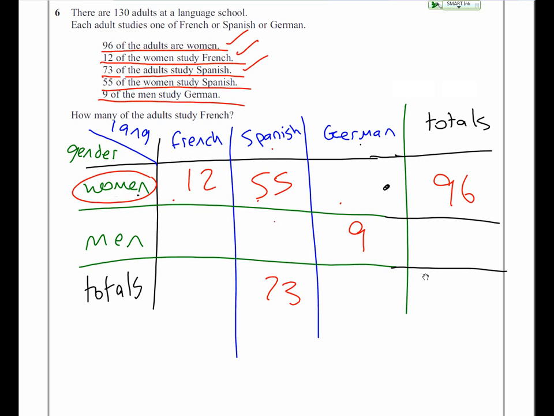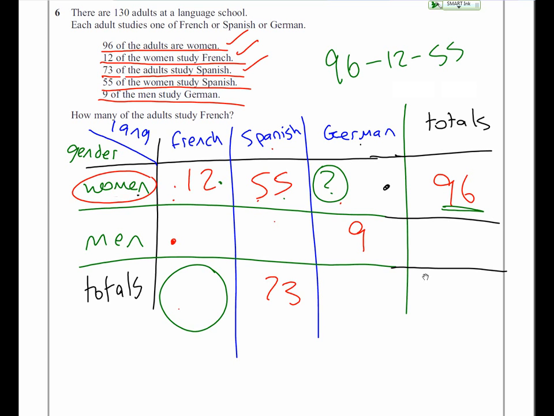So what we want to know is the total here. Right, so we'll get to it by several things. If we knew this one, we could just add it here to 12 and get the answer. So let's work out what we know from each thing. This missing number here for German adds together with 12 and 55 to give you 96. So in your calculator, do 96 minus 12 minus 55. Or in your head, it's up to you, but I wouldn't risk it. And that gives you 29. Okay, so 29 people here.